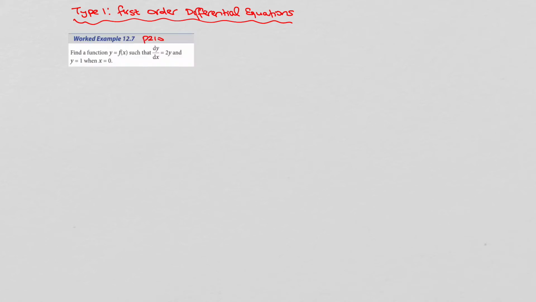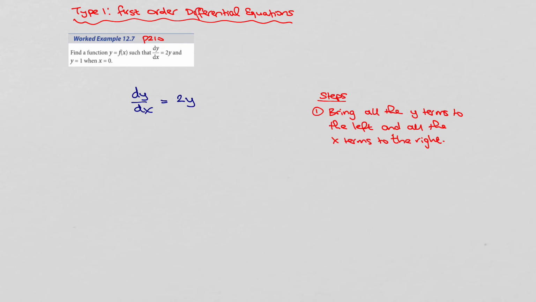So the first example here is from page 210 in your books, where we're asked to find a function y is equal to f of x such that dy dx is equal to 2y. And we're also told that y is equal to 1 when x is equal to 0. So what we do is we write down dy dx is equal to 2y, and we're going to bring all the y terms to the left and all the x terms to the right. So in other words, we'll have 1 over 2y dy is equal to dx.